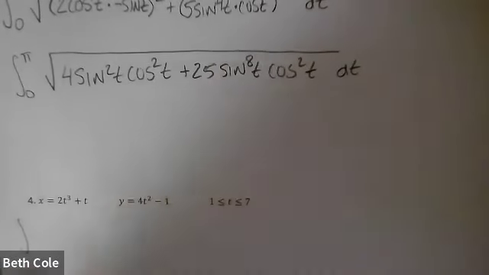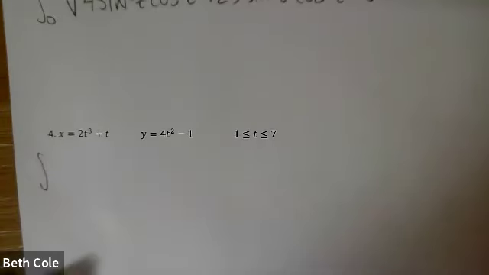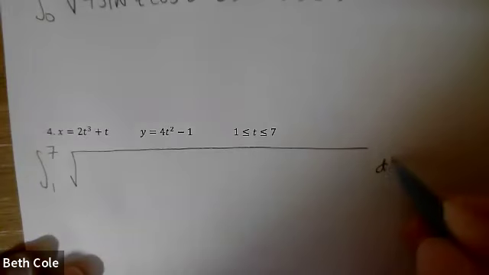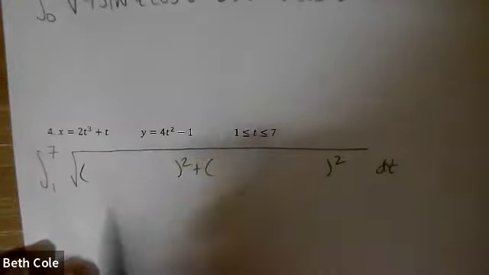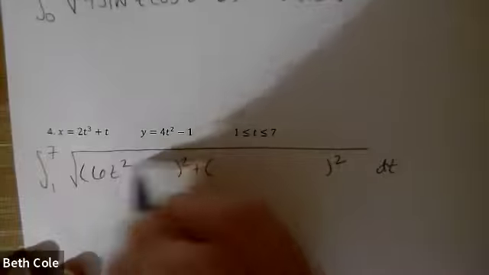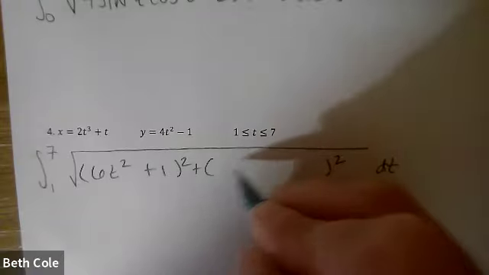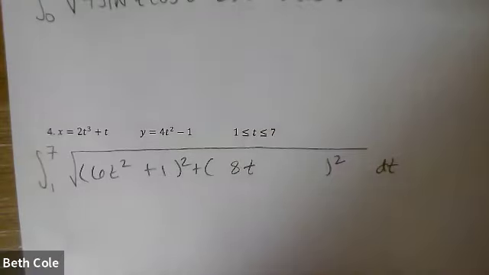All right, last one. Again, we're going to just set this one up kind of like the one we just did. It'll probably involve some simplifying, but we're not going to work it out the whole way. So this will be from 1 to 7, gigantic square root. Leave your blanks. The derivative of x is going to be 6t squared plus 1. The derivative of y is going to be 8t.